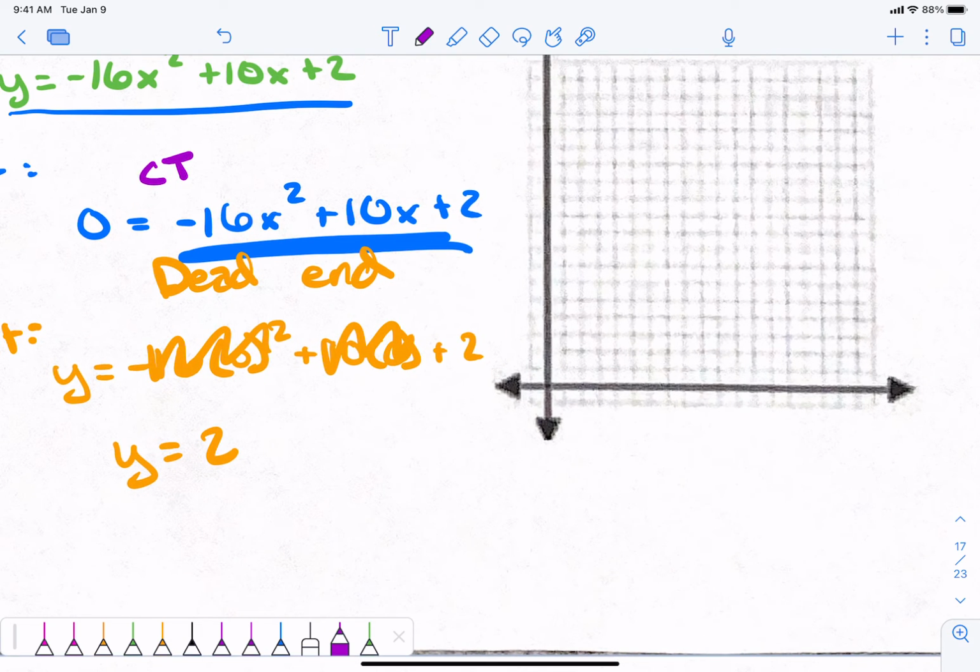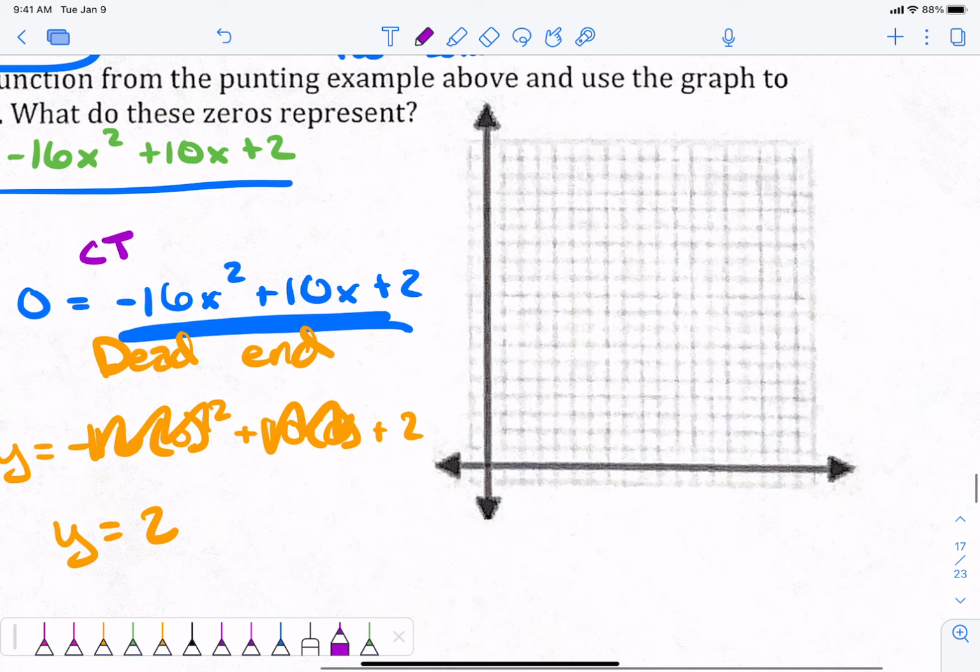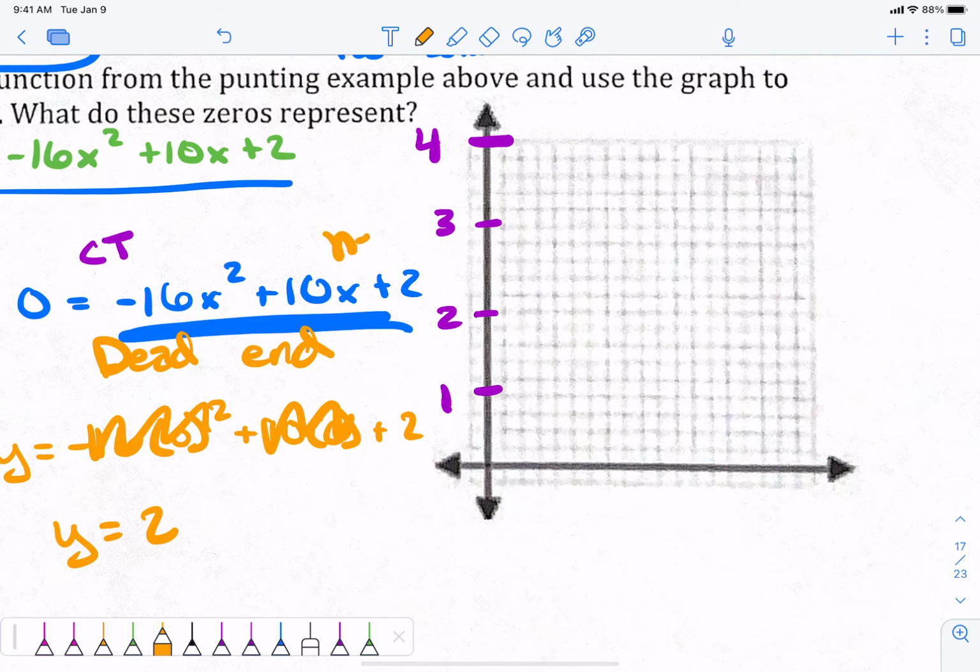So let's plot this. I'm going to say this top part right here is 4. That means this middle is 2. This guy is going to be 3, and this guy is going to be 1. I'm going to make the y-axis a different scale. Now, what is the y-axis? What do the y's represent again? The height of the ball, right? So the height of the ball is the y-axis. What is the x-axis representing? The time that it takes for the ball to hit the ground.